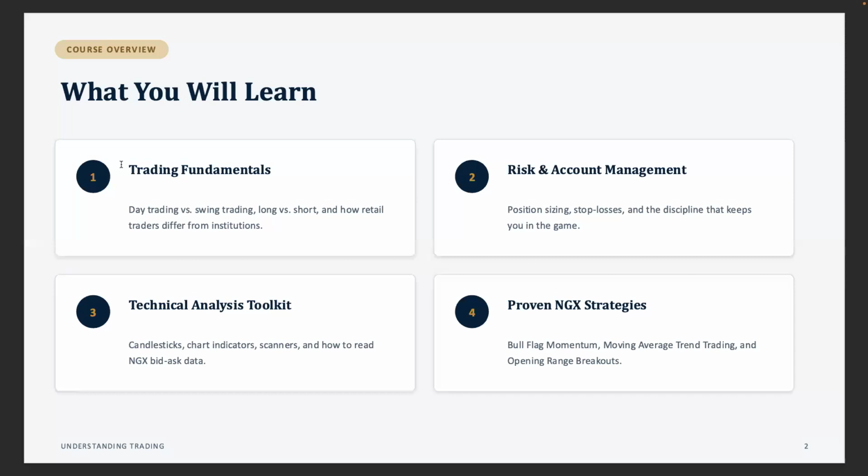Then we will look at technical analysis. I call it the technical analysis toolkit. Under these, we'll be looking at what your market structure is all about. How do you understand the charts? We're looking at indicators and strategies, and then we look at other aspects of the strategies that are applicable to the Nigeria Stock Exchange.